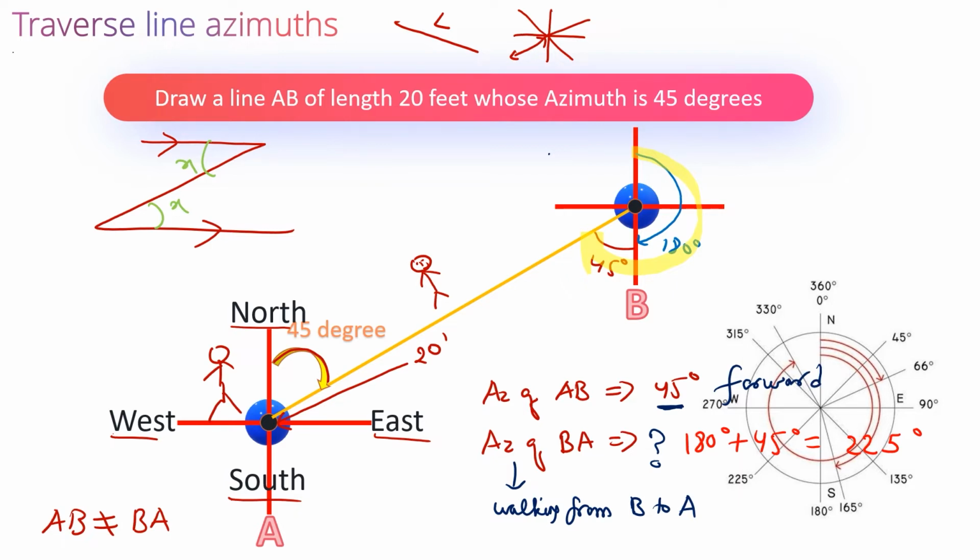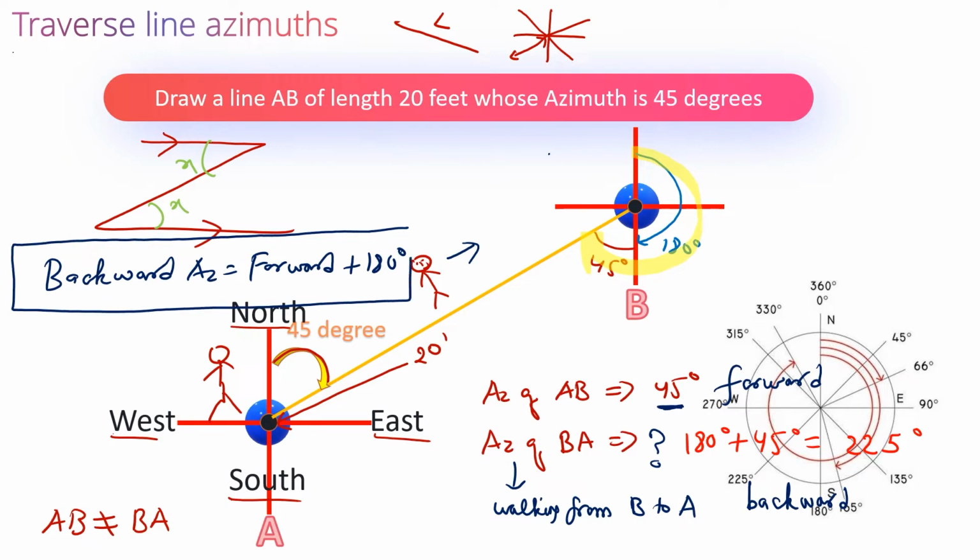Why is it forward? Because you are moving from this point to this point, right? You are moving forward. And the azimuth of B to A is also called the backward azimuth. So backward azimuth equals forward azimuth plus 180 degrees. This is the equation that we use to find the backward azimuth of a line.